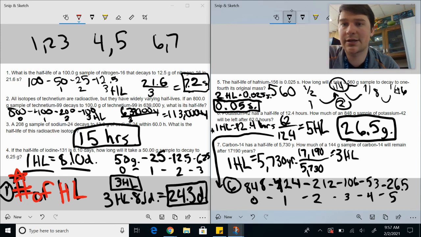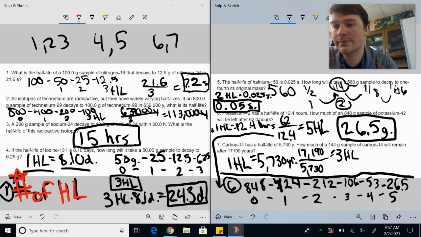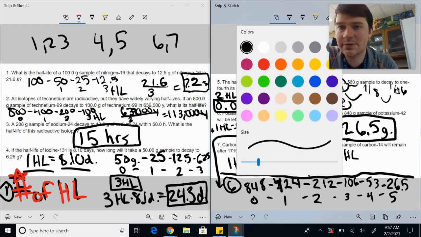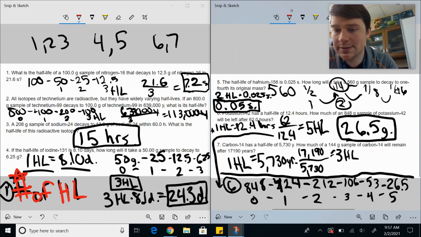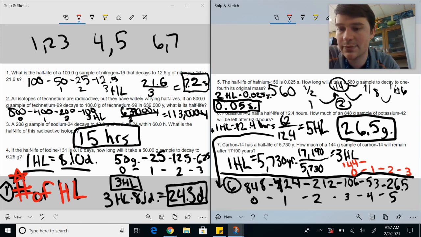So just to kind of differentiate here, I'm going to draw a line. And maybe I'm going to change my color back to red. So we start with 144. That's my 0 half-lives have passed. We got to get all the way to 3. That's our answer right there at 3. So whatever we get after 3 half-lives will be our answer.